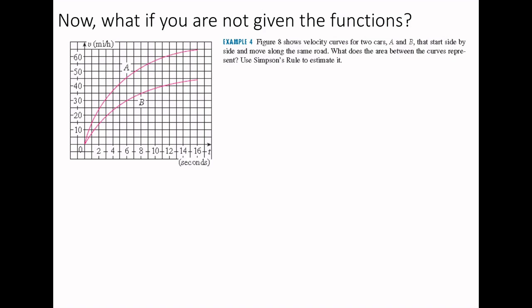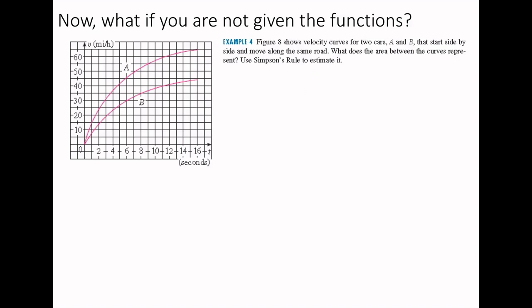This says we have the velocity for 2 curves. Now, this is given in miles per hour, or 2 cars, my bad. Cars A and B start side by side and move along the same road. What does the area between the curves represent? And use Simpson's Rule to estimate it. All right, so what do we get? Let me try to make this a little bit thicker again.